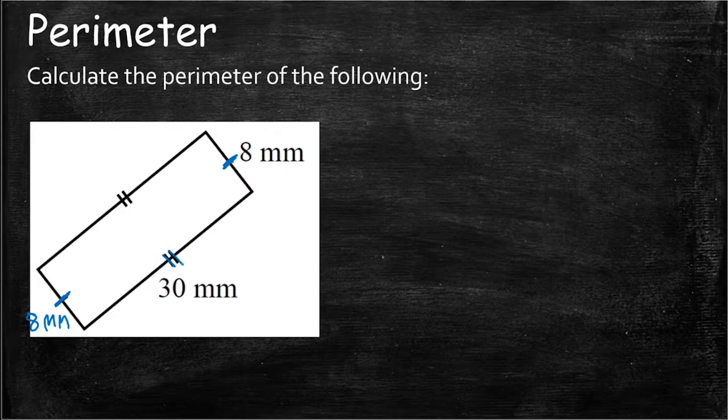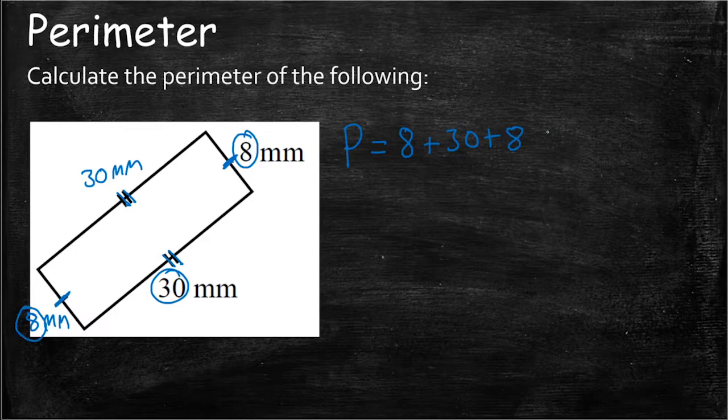This one's got 2 dashes. That doesn't mean it's 2 lots of 8. What that means is that everywhere with a double dash is also the same length. So if this double dash is 30 millimeters, that means the double dash at the top here is also 30 millimeters. Now we've got all the lengths of our shape, so we can work out the perimeter. The perimeter is going to equal all the lengths added up. So we'll take this 8, add it on to that 30, then add it on to this 8, and then add that onto that 30 there.